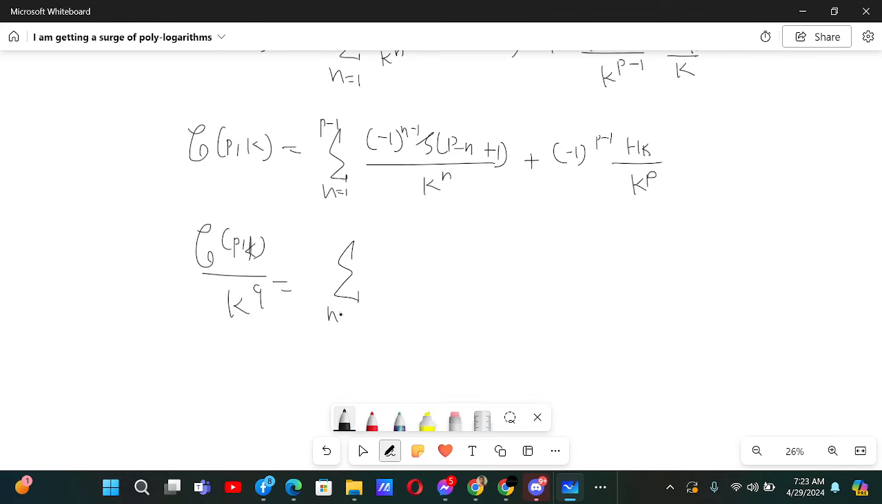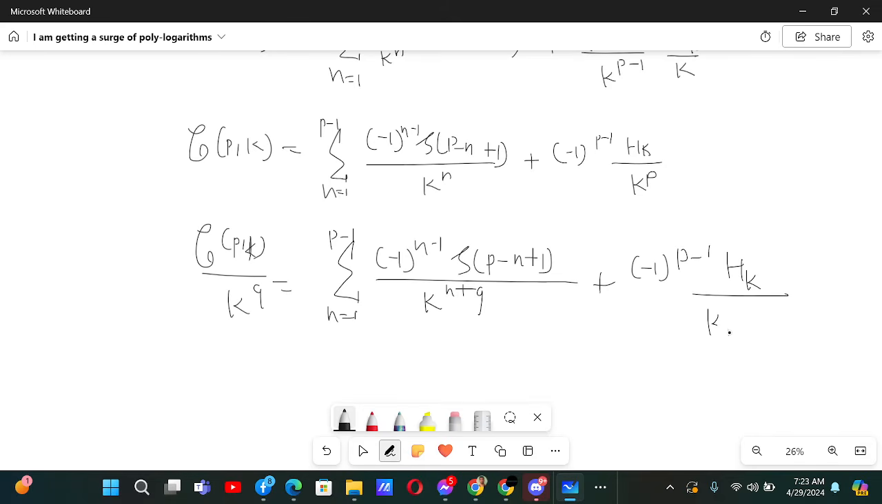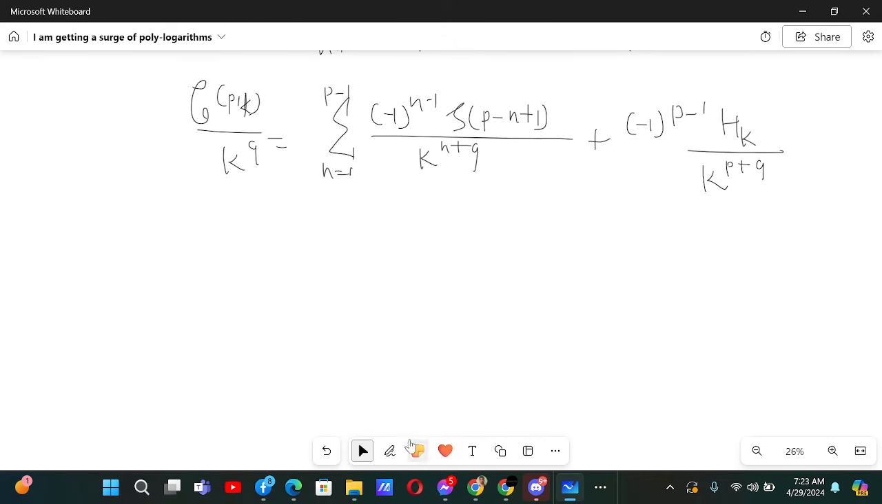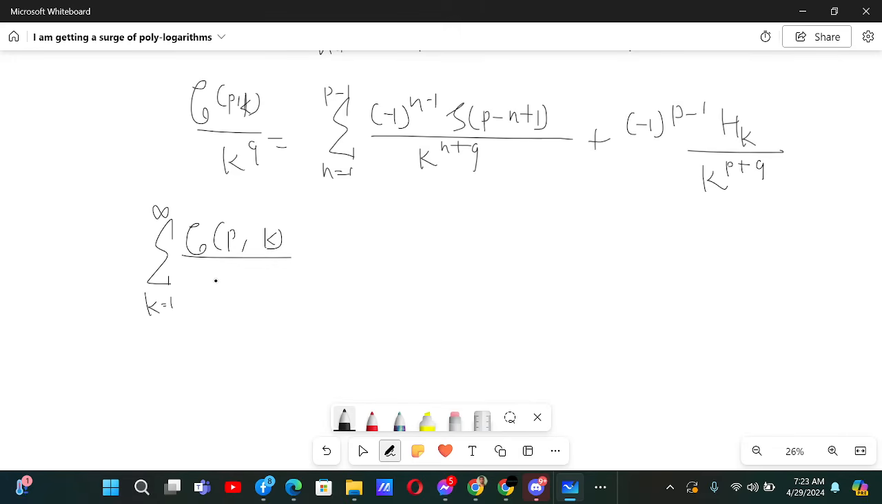We have the sum from n equals 1 to p minus 1 of minus 1 to the power n minus 1, Riemann zeta of p minus n plus 1 by k to the power n plus q. Now here also it's minus 1 to the power p minus 1 times the kth harmonic number by k to the power p plus q. Now let's sum this from k equals 1 to infinity. If we sum all of this from k equals 1 to infinity, we basically get the sum from k equals 1 to infinity of the function of p comma k by k to the power q.